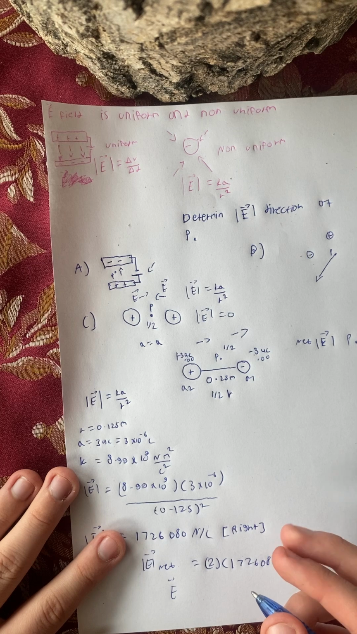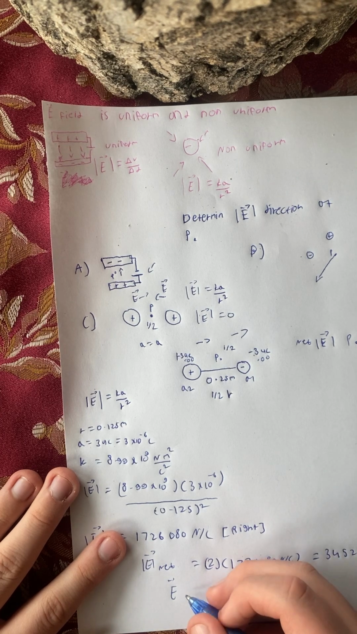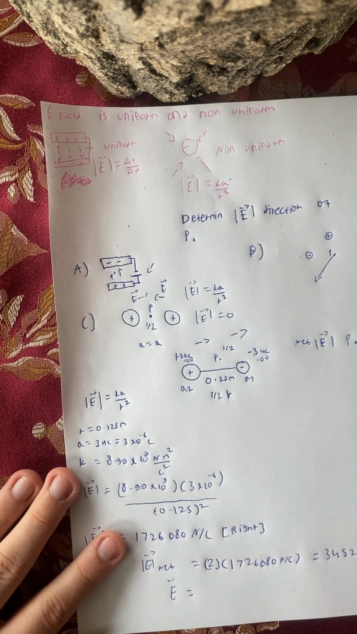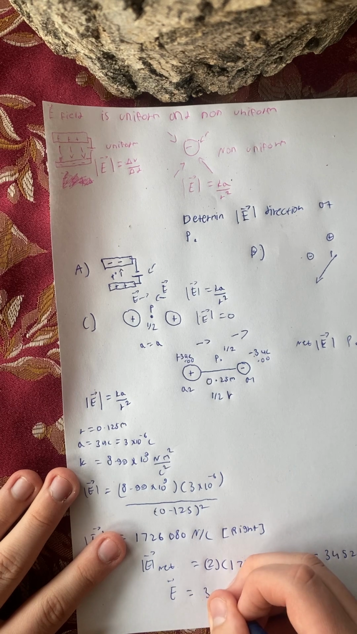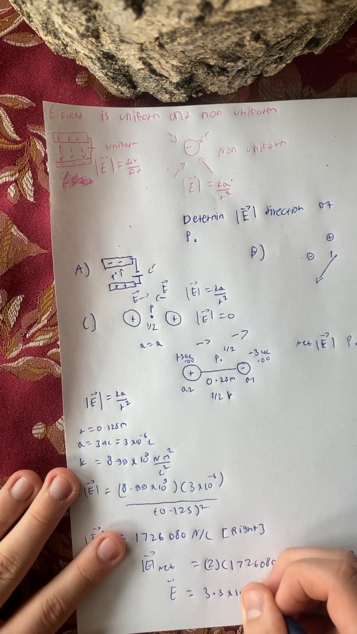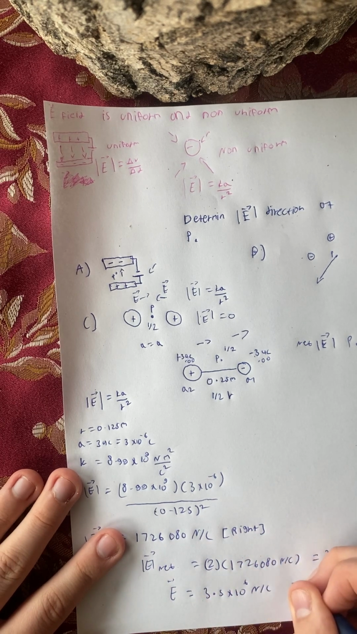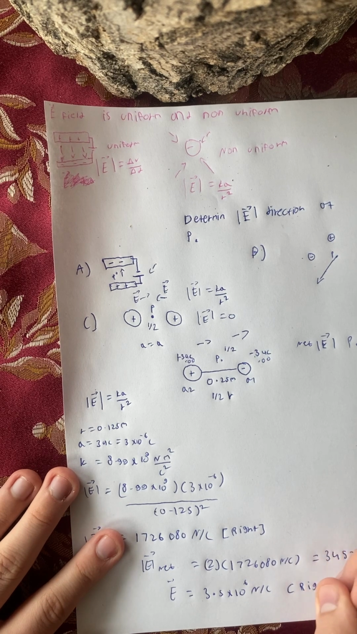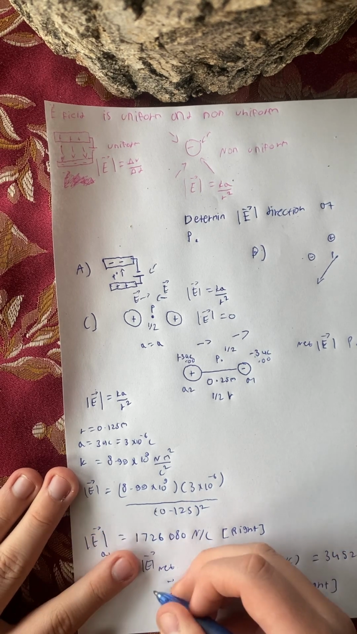So the electric field, final answer, is 3.5 times 10 to the 6 newtons per coulomb. It's a vector, so include direction to the right.